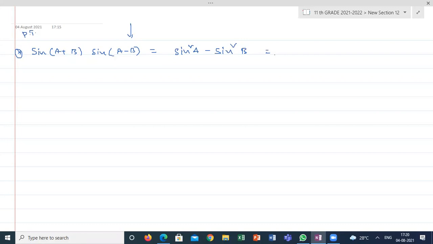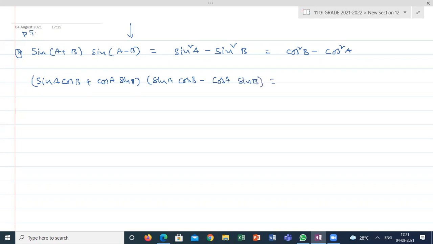Or I can write this as cos square b minus cos square a. How to do this question, guys? What is sine of a plus b? Sin a cos b plus cos a sin b, into sin a cos b minus cos a sin b. Am I right? So it is looking like a plus b into a minus b.